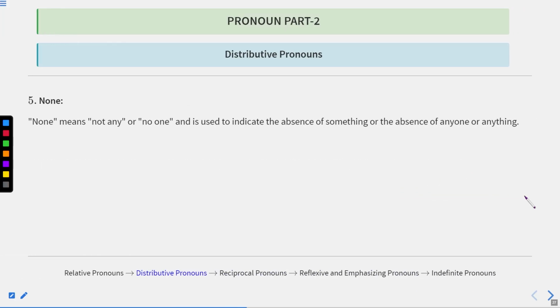None. None means not any or no one. Now when we talk about more than two people or more than two things and we want to negate all, it means we don't want anything. So there we can use none. None and neither are the same, but none is used for more than two, whereas neither is used only for two people. Okay. It is used to indicate the absence of something or anyone.